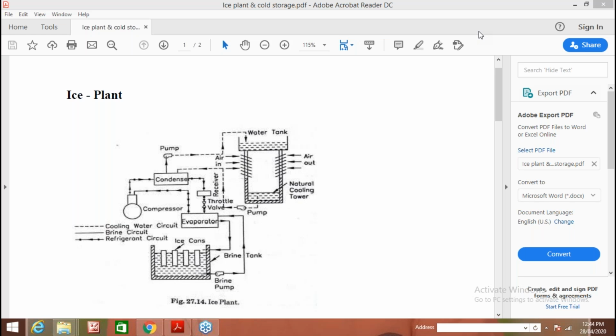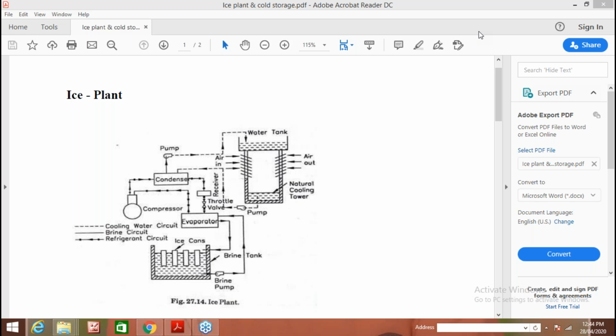Okay, so this is the ice plant. After the ice plant, in cold storage also, refrigeration and air conditioning is used. So this is an image of cold storage. What is the function of cold storage? Whatever you want to preserve, those things are generally kept in the cold storage: vegetables, milk, fish, or anything. Okay, it is just for preservation purpose.